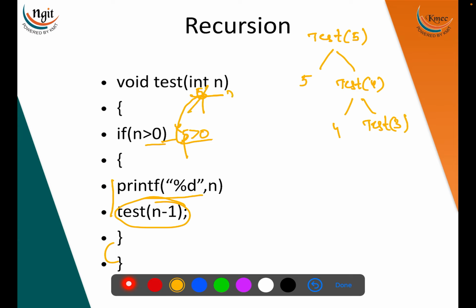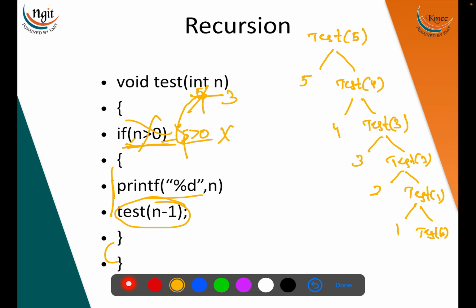Now test of 3 is called with the value 3. 3 gets displayed and test 2 gets called. Test 2 displays 2 and test 1 gets called. Now the n value is 1, which is greater than 0, so 1 gets displayed and test of 1 minus 1, which is test of 0, is called. Now the condition 0 greater than 0 fails. When it fails, it will not enter inside, it will come out of the block. So nothing is performed when the parameter is 0.